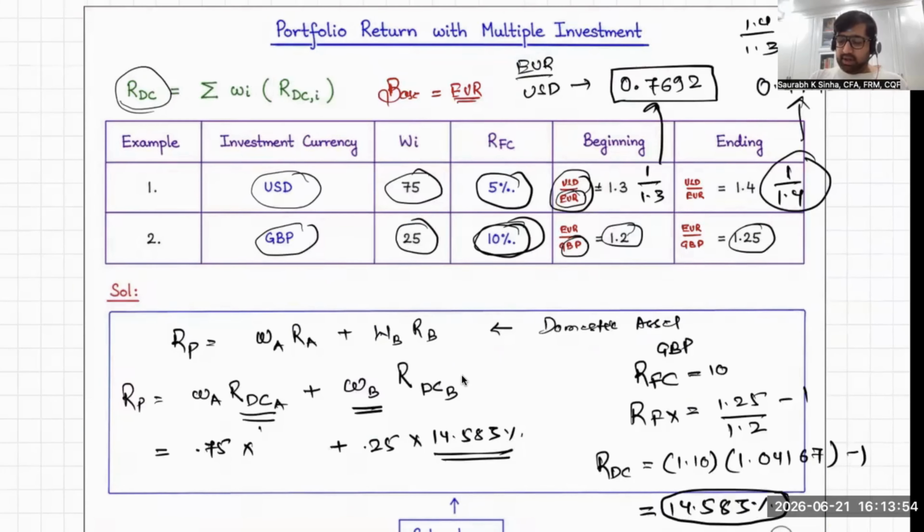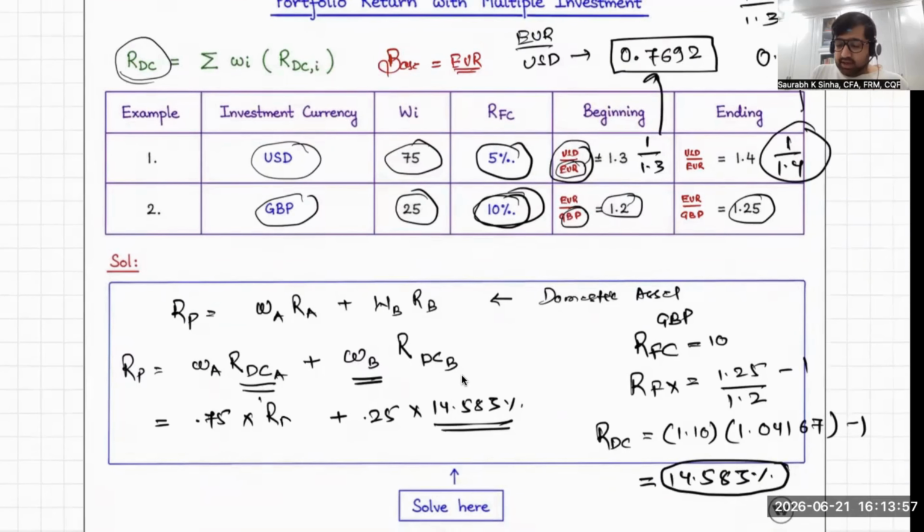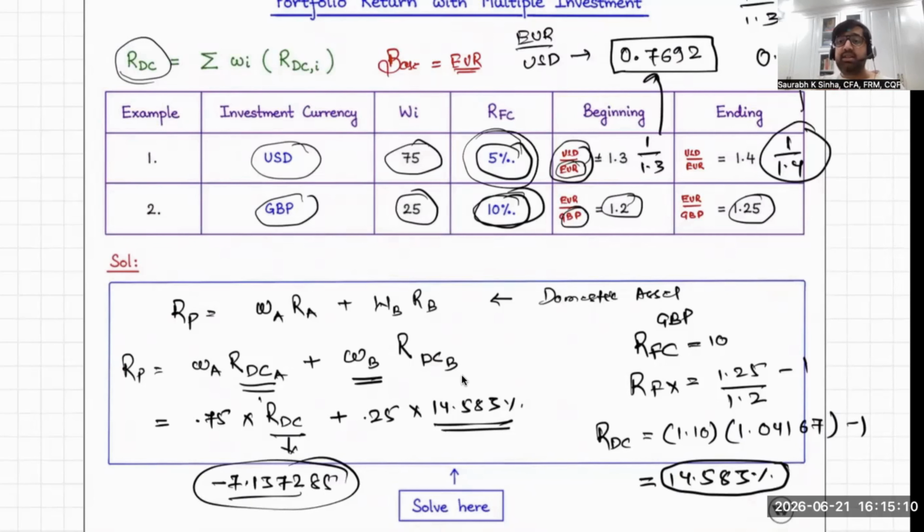Okay. So let's find RDC for USD. So if I do 0.7143 divided by 0.7692, and then if I do minus 1, then it has depreciated. USD has depreciated by negative 7.137285%. It has depreciated more than the increase in the value of the asset. So actually the net return would be somewhere around negative 2.13%.